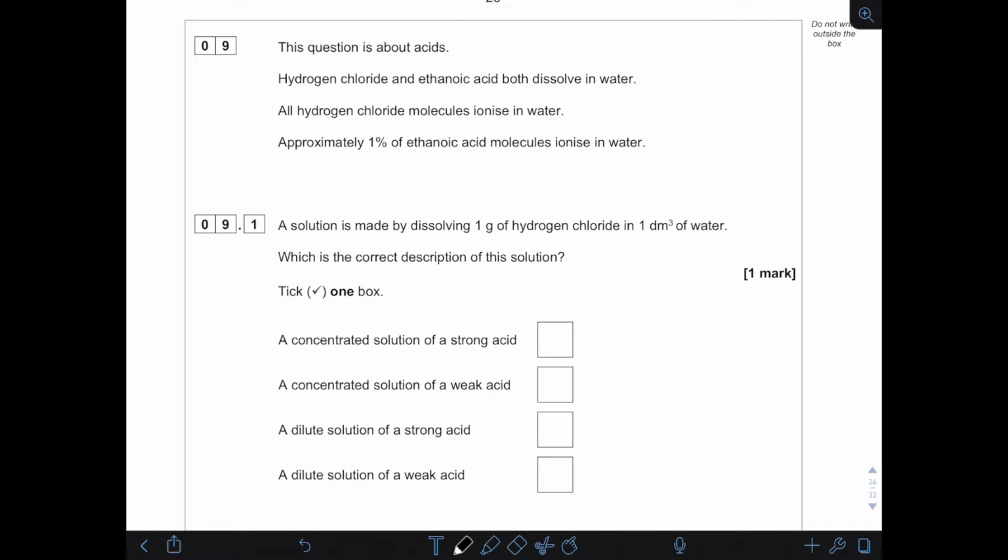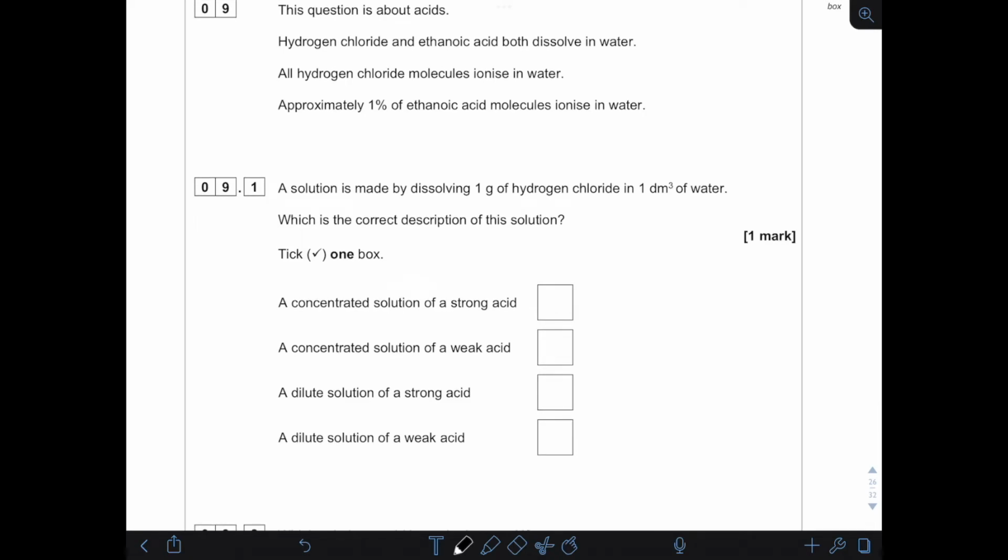Okay, question 9. This question is about acids. HCl and ethanoic acid are both soluble in water, and one is a fully ionized acid and one is a weak acid, right? So a solution is made by dissolving 1 gram of HCl in 1 liter of water, and this 1 gram of HCl in 1 liter of water is a very dilute solution.